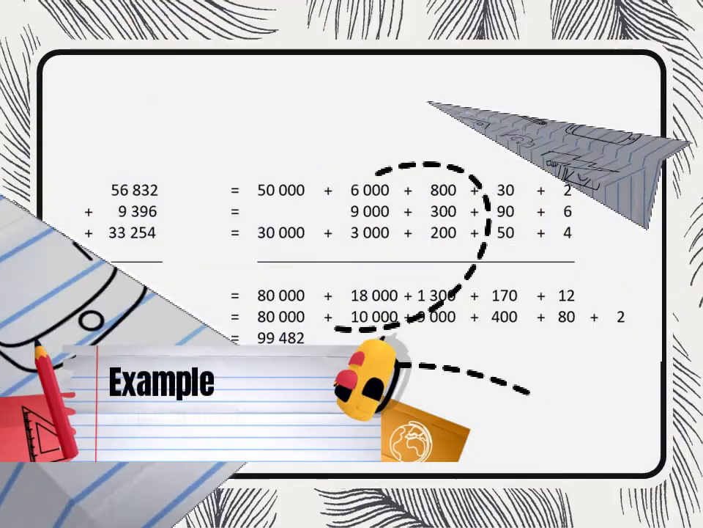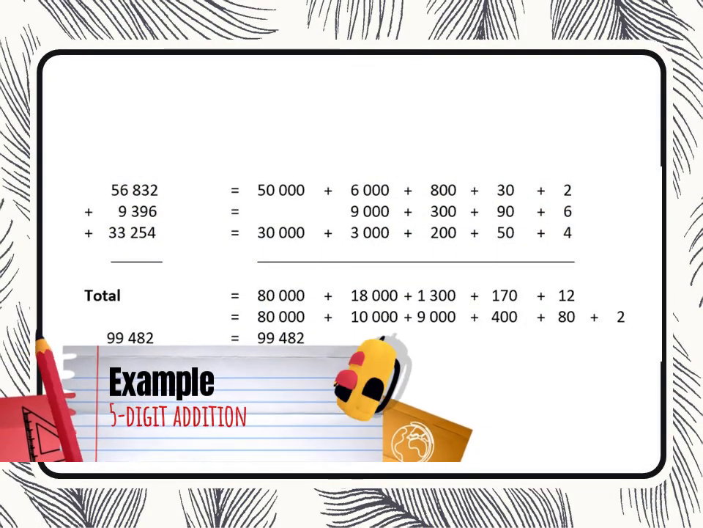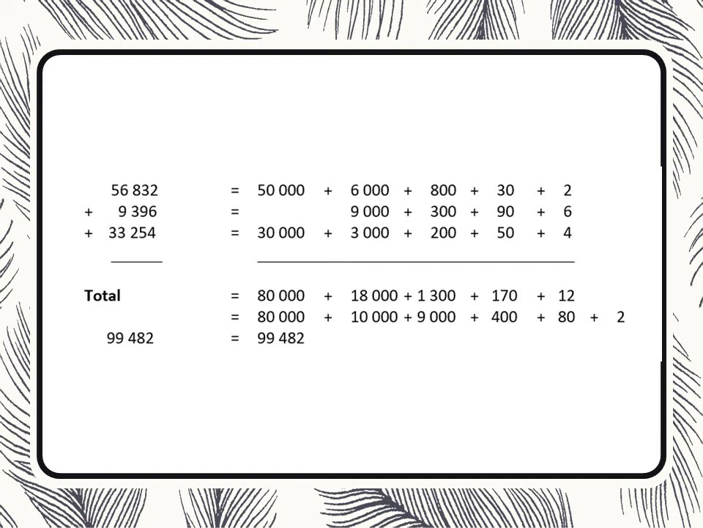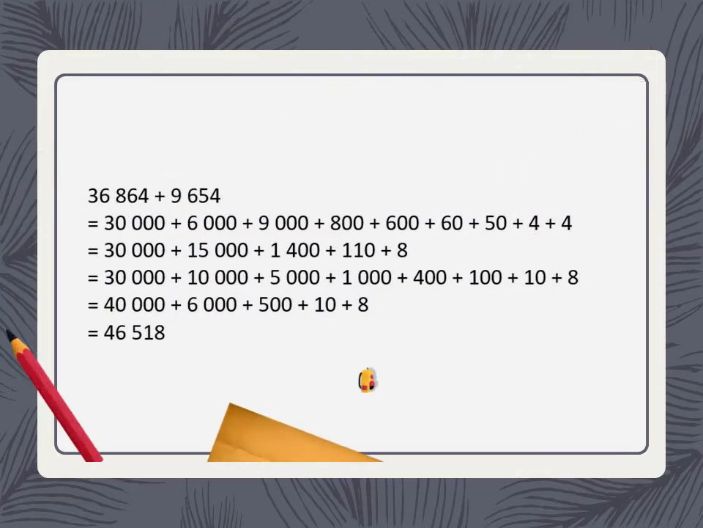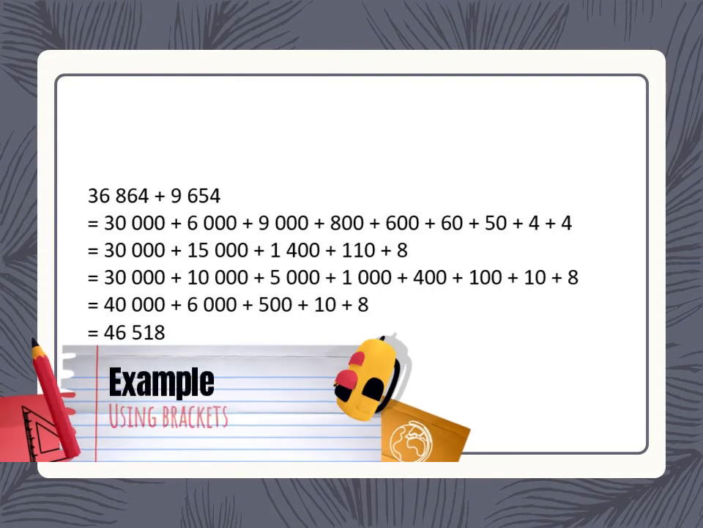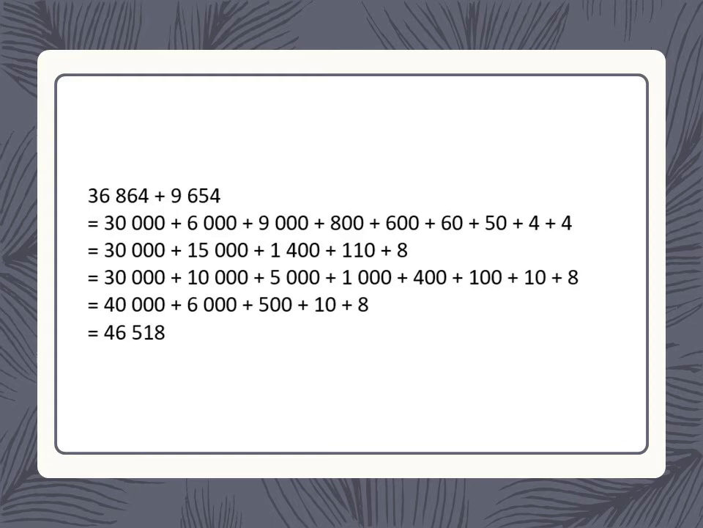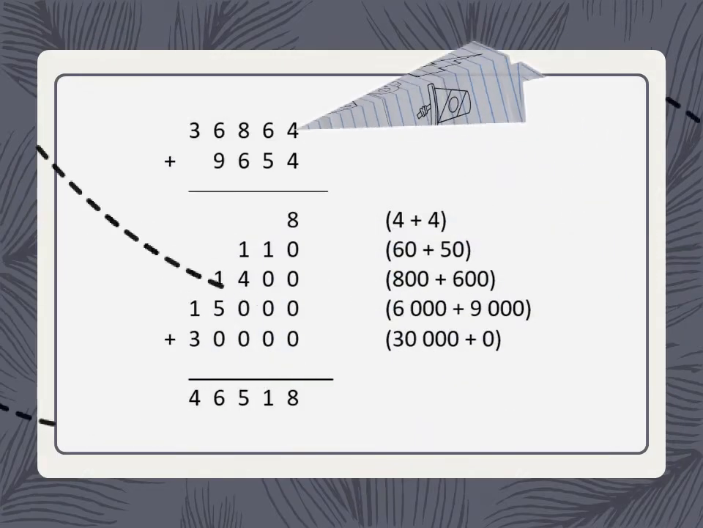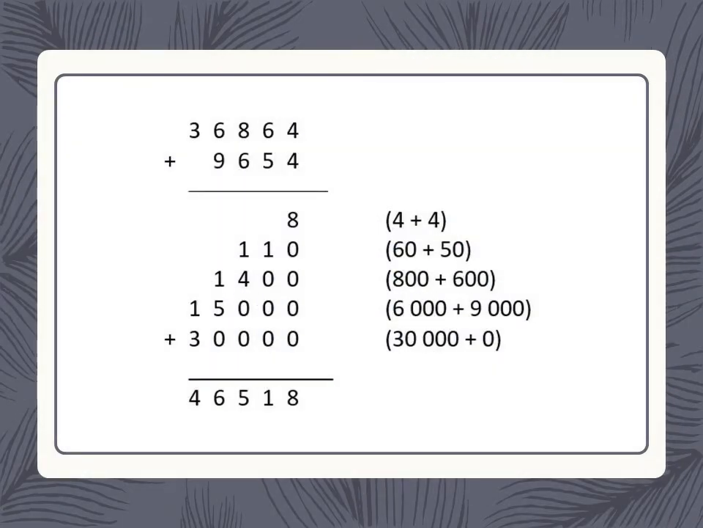On screen is an example of the addition of 5-digit numbers. Show learners how the numbers can be written in expanded notation, matched up in their place values, after which the calculation is done. Explain to learners how brackets can be used to group numbers written in expanded notation according to their place values as seen in the example on the screen. In this example, learners should take note that it is important to always match up the place values of your numbers when using the standard method.